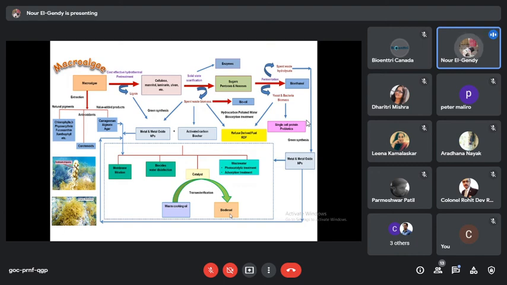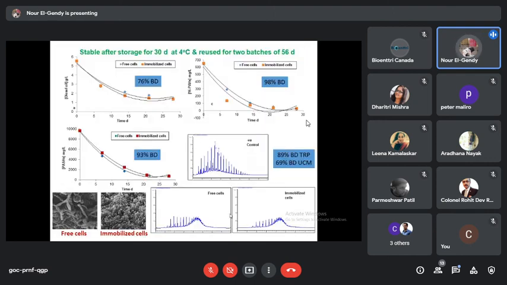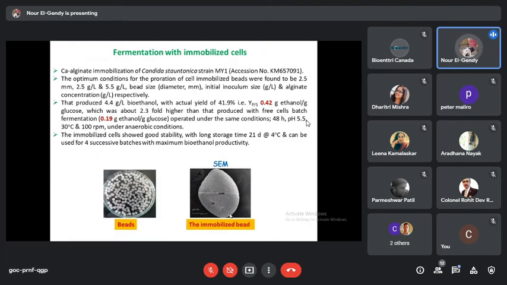We take this macroalgae, as we can see, and produce different value-added products like enzymes, sugars for bioethanol and bio-oil, and also metal oxide and value-added products like carrageenan, alginate, agar, and some types of dyes and antioxidants. In our work, we have managed to produce bioethanol from sargassum. We have also managed to produce alginate that can be used as an immobilizing matrix for enhancing the biodegradation of water pollutants. We have also managed to extract alginate and use it as an immobilizing matrix for enhancing the rate of the bioethanol fermentation process.